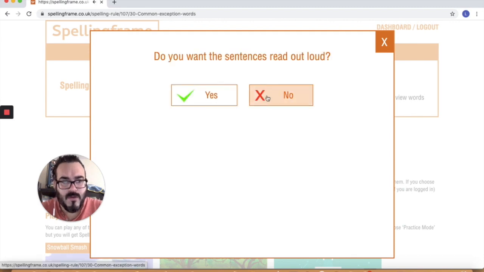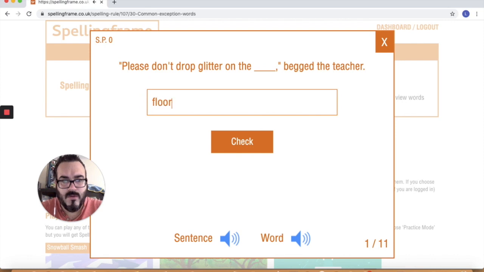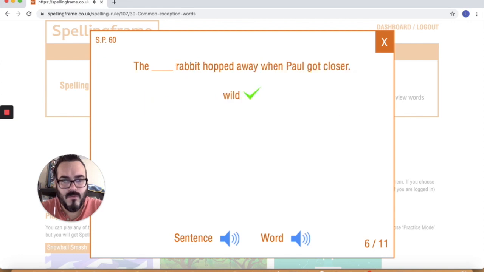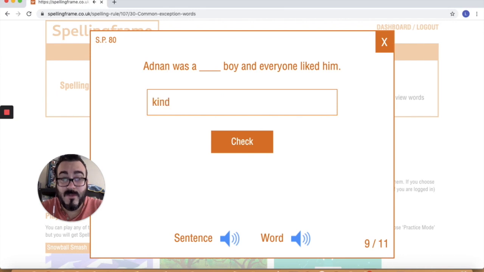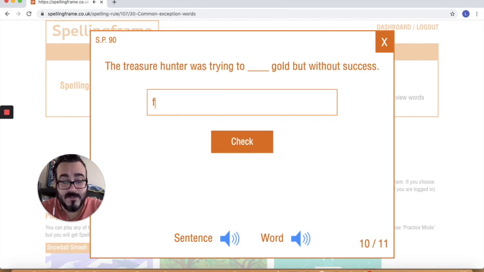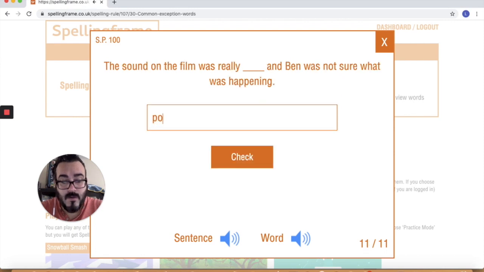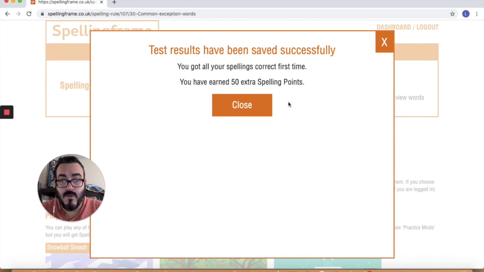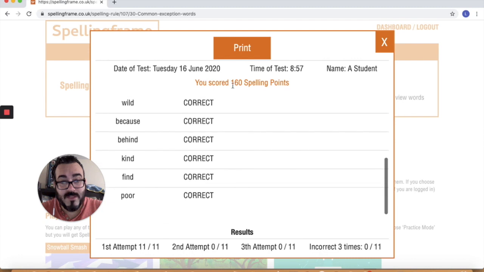Do you want the sentences read out loud? Floor. Okay. Door. Money. Children. Mind, wild, because, behind, kind, find. And every time I get a word right, can you see I'm getting 10 more spelling points? Poor. Okay, wow. I got 50 extra spelling points. Look, I got them all correct. So I got 160 points.